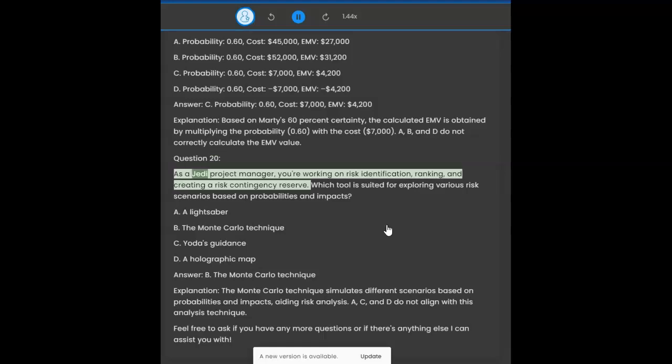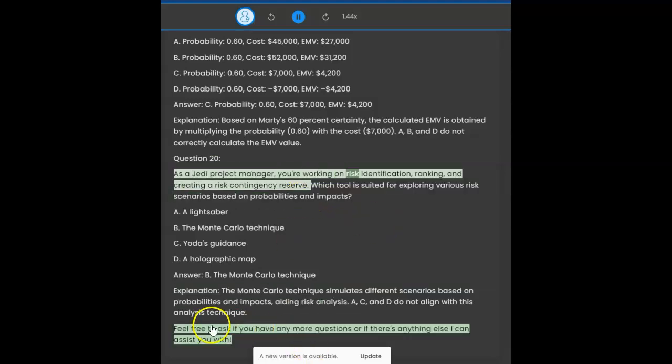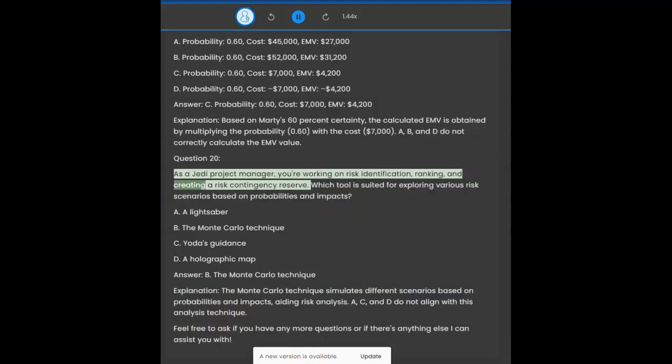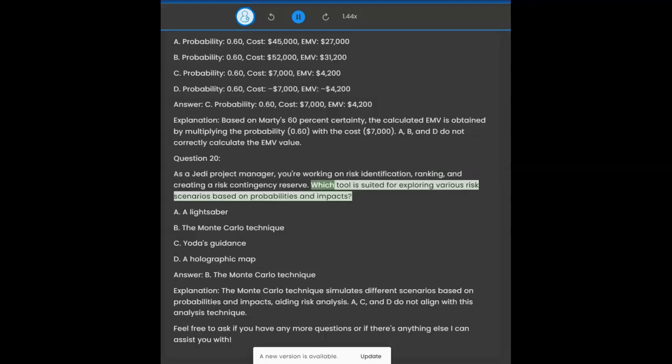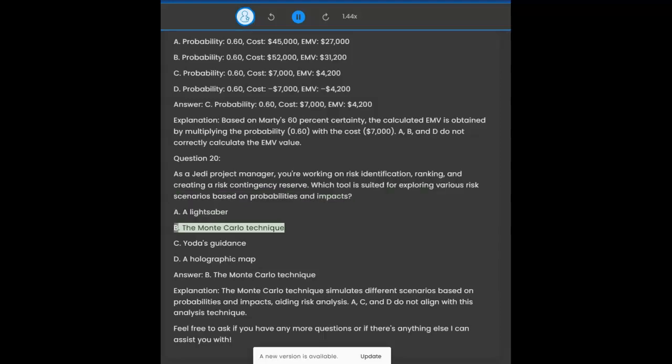Question 20. As a Jedi project manager, you're working on risk identification, ranking, and creating a risk contingency reserve. Which tool is suited for exploring various risk scenarios based on probabilities and impacts? A. A lightsaber. B. The Monte Carlo technique. C. Yoda's guidance. D. A holographic map.